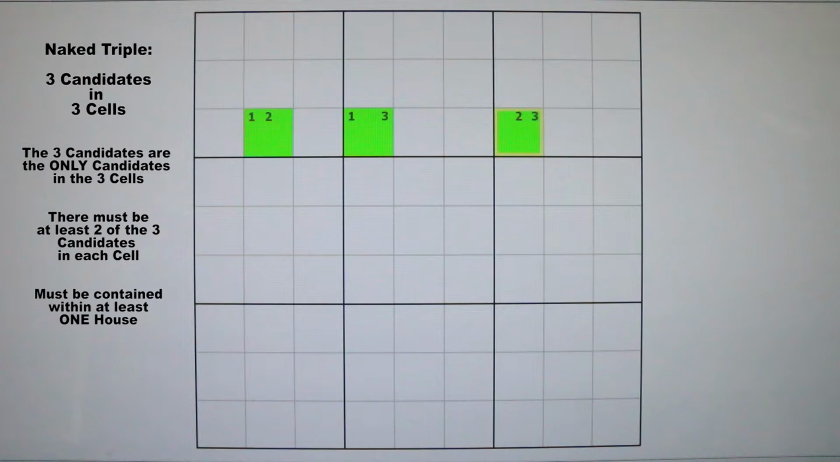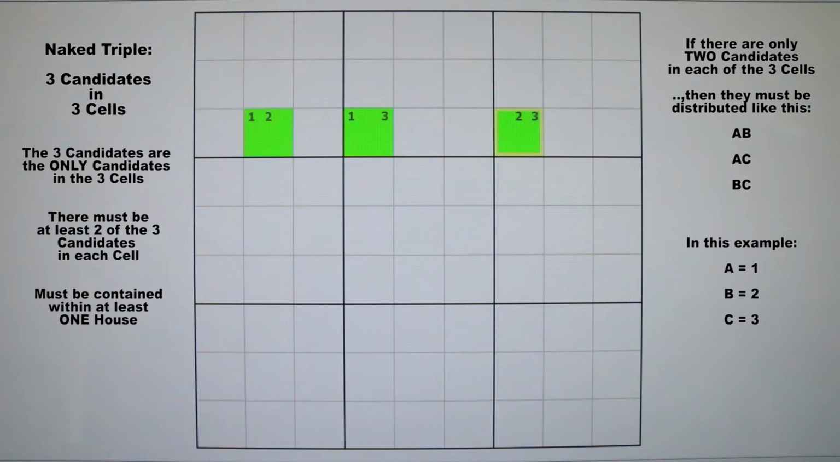Okay, here's an example of a triple that has only 2 candidates in each of the 3 cells. Now when this happens, it can only be one way, and I used 1, 2, and 3 here for a reason. Imagine that the candidates are A, B, and C. It has to be AB in one, AC in another, and BC in another. Because if it was any other combination, it would not be a triple. So here we have 1, 2, 1, 3, and 2, 3. 3 candidates in 3 cells. They all lie within one house, row number 3.